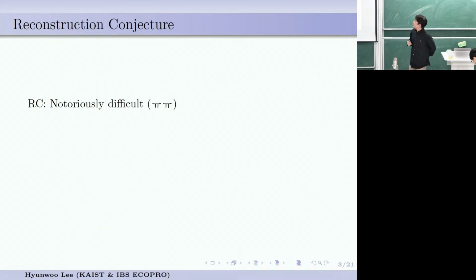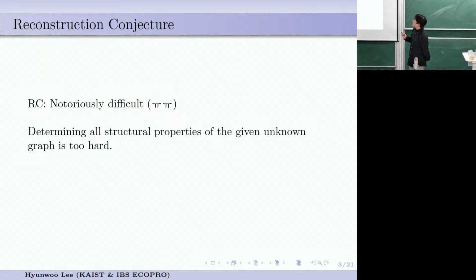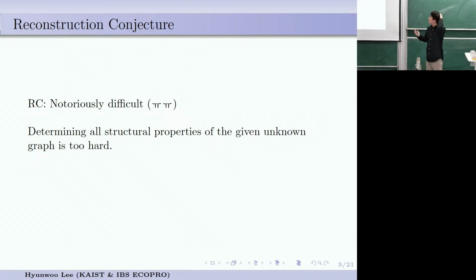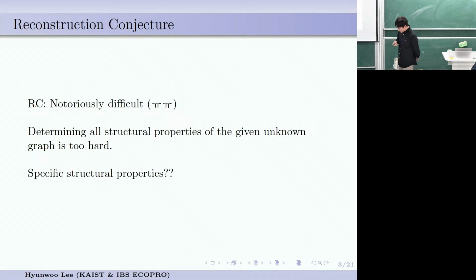But this reconstruction conjecture is notoriously difficult because it demands determining all the structural properties of the given unknown graph. So it is very, very hard. So people are thinking about specific structural properties, such as whether there exists a perfect matching, or it contains a Hamiltonian cycle, or it is acyclic, that kind of thing.